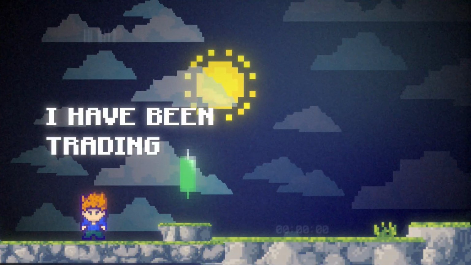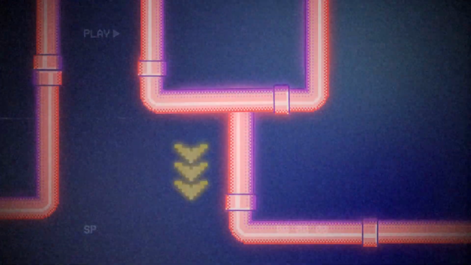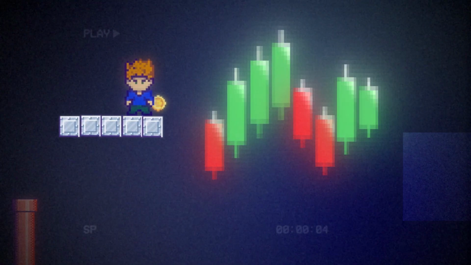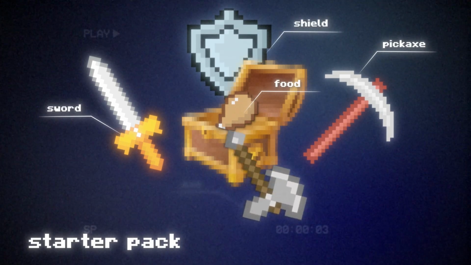I have been trading for over 7 years, and today I am excited to walk you through my proven strategy for day trading and scalping. A system that is designed to help you capitalize on quick market movements while minimizing risk. This guide is perfect if you are just getting started or looking to refine your edge in the market.